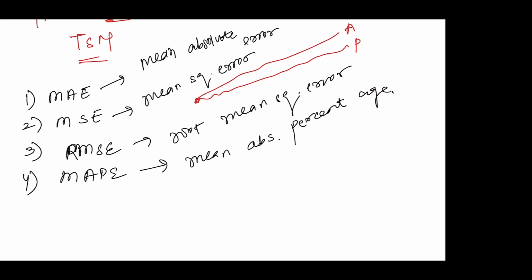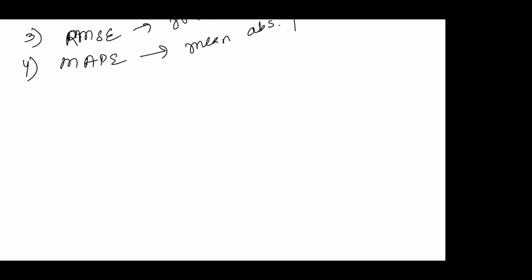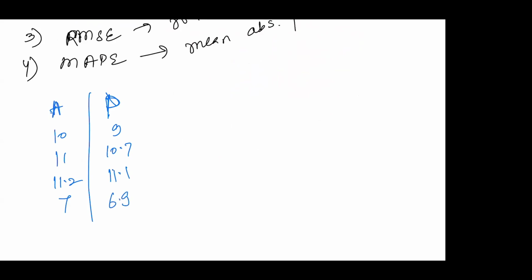Okay, what does this mean? What does mean absolute error or mean square error mean? Let's say you have your predicted value and you have your actual value. Let's say 10, 9, 11, 10.7, 11.2, 11.1, let's say 7, 6.9, something like this. You have your actual, and these are your times t, t plus 1, t plus 2, t plus 3, something like this. So your model has predicted all these values, right?